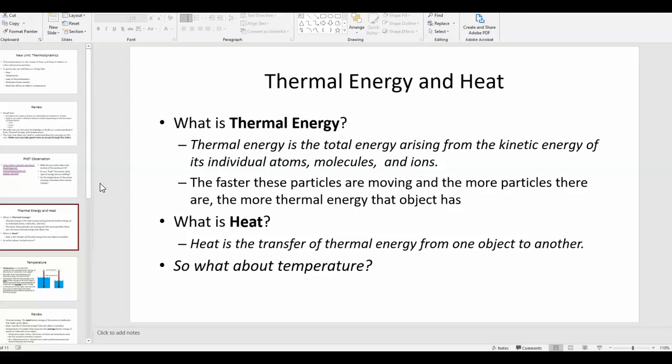Now, another word people associate with this unit is heat. And so what is heat? Heat is the transfer of thermal energy from one object to another. So when we heat something, we're adding or subtracting thermal energy from an object.